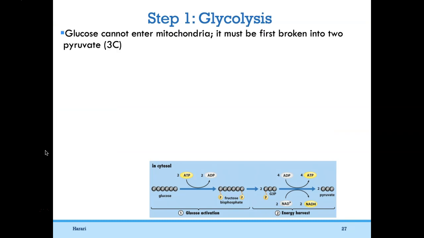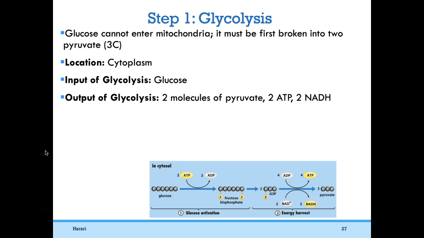So the first step we said was glycolysis. Glucose cannot just enter the mitochondria on its own. First, we have to break it down into two pyruvates. This happens in the cytoplasm. So we start off with a glucose. We end off with two 3-carbon pyruvate molecules, 2 ATPs, and 2 NADHs. So we do get a little bit of energy from glycolysis, but that's not what we're doing glycolysis for. We're doing glycolysis to break down glucose into pyruvate.